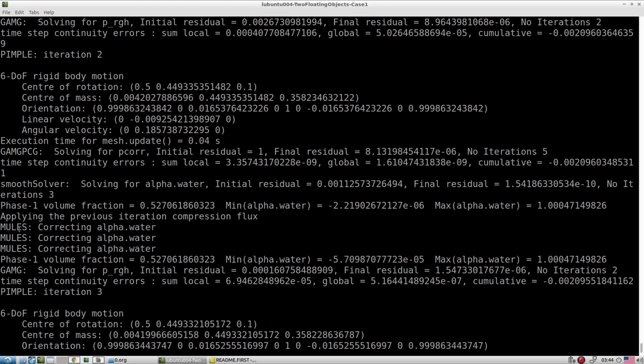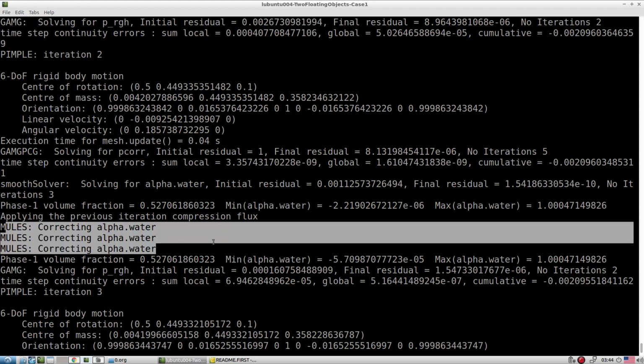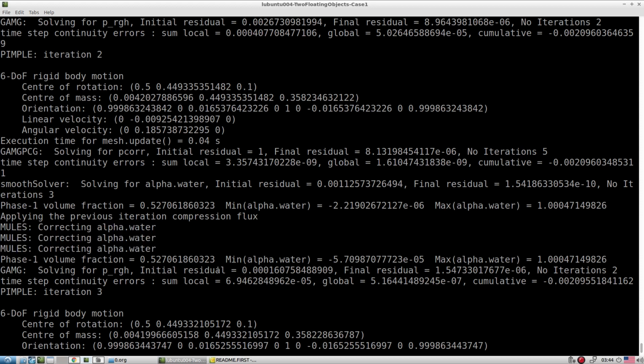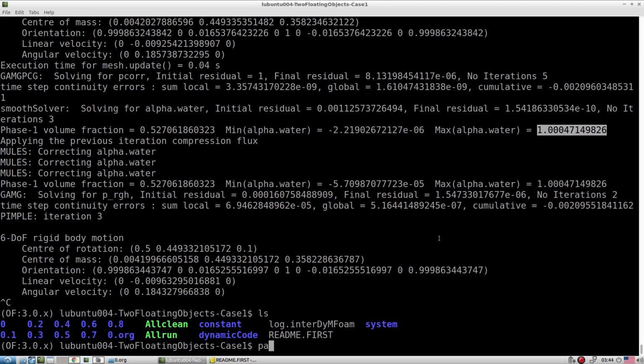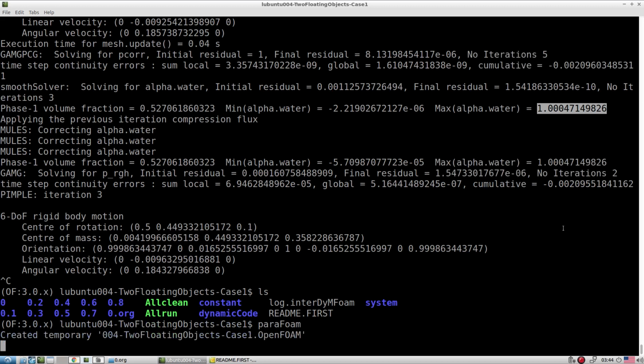And for alpha, we are using MULES, okay. That is also you can see, okay, and volume fractions for phase 1 is that much what we are seeing here. Okay, so that is how one can see the progress. Let me quickly check the simulation how it looks like.